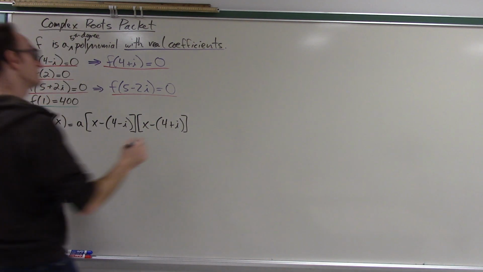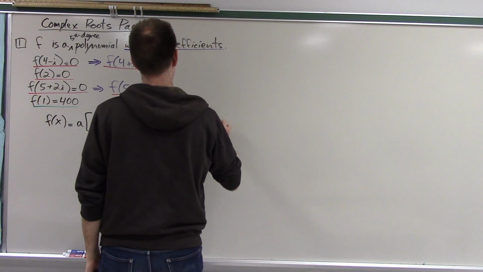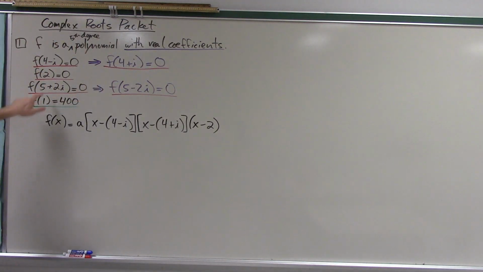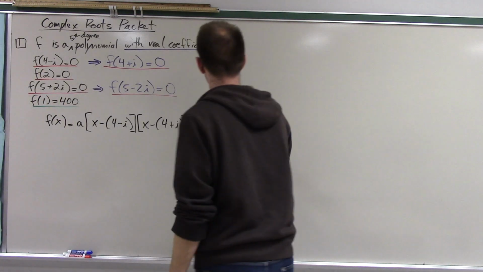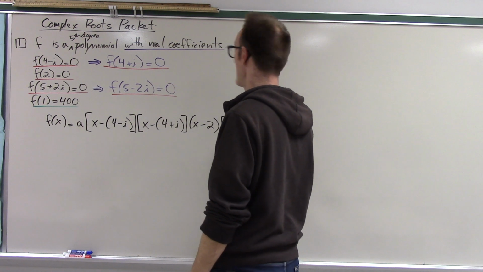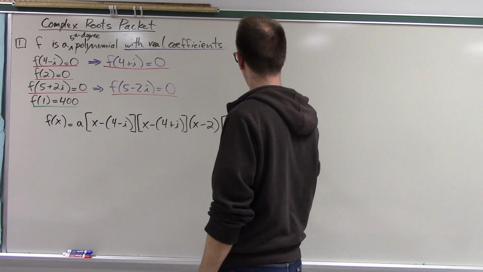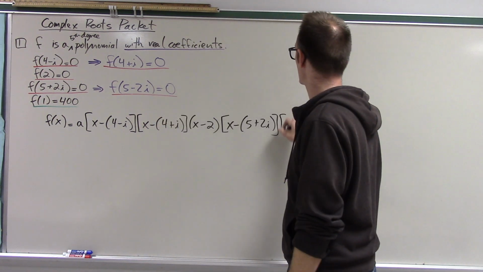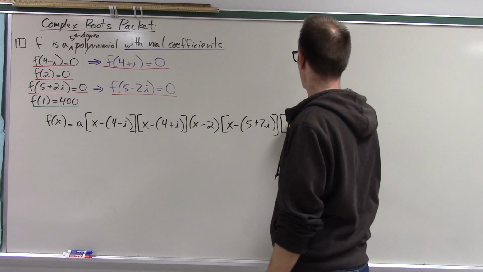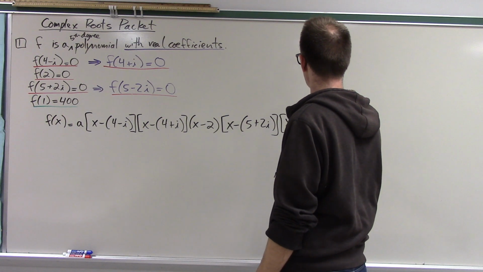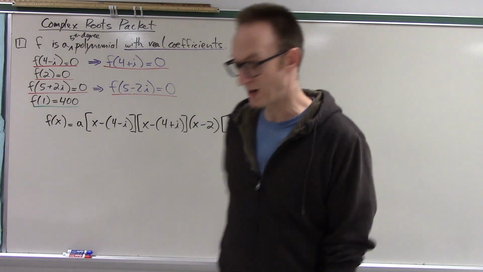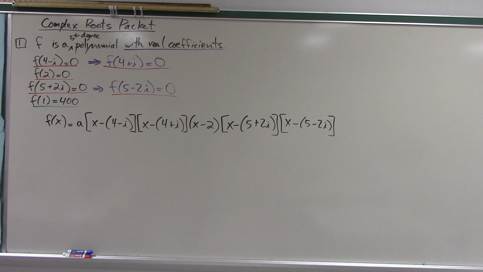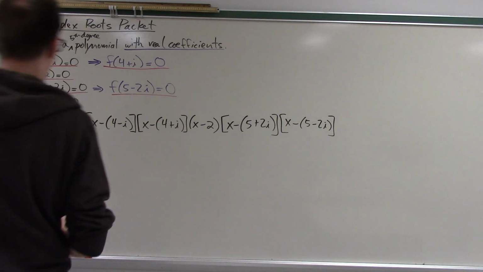If 2 is a root, then that means that x minus 2 is a factor. If 5 plus 2i is a root, then x minus (5 plus 2i) is a factor. And finally, if 5 minus 2i is a root, then x minus (5 minus 2i) is a factor. Okay, so this has been written out in this big disgusting format. How can I simplify this a little bit?